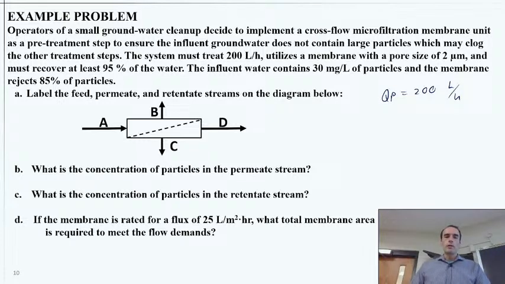It utilizes a membrane with a pore size of 2 micrometers, and it must recover at least 95% of the water. The influent contains 30 milligrams per liter of particles, and the membrane rejects 85% of them. So first of all, A, label them. B, what is the concentration in the permeate? C, what is the concentration in the retentate? And D, if the membrane has a flux of 25 liters per square meter per hour, what total membrane area is required to meet the flow demands?